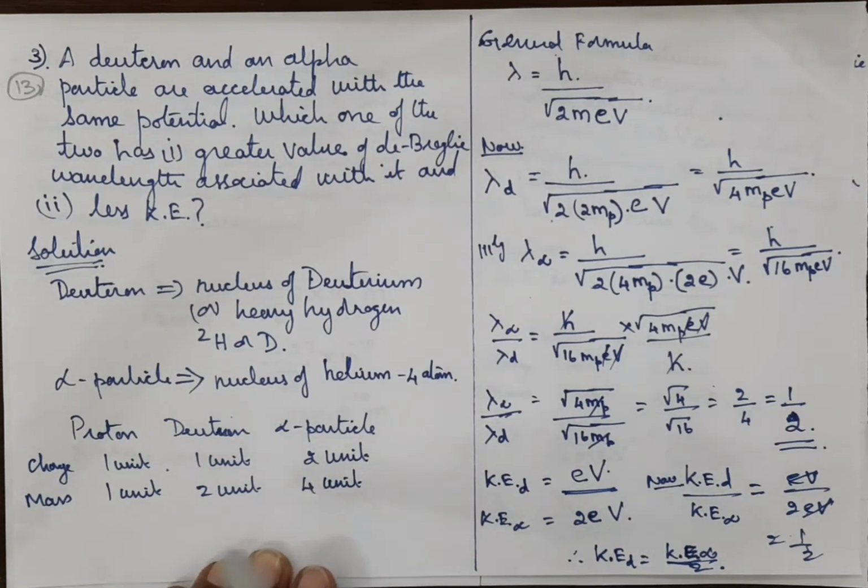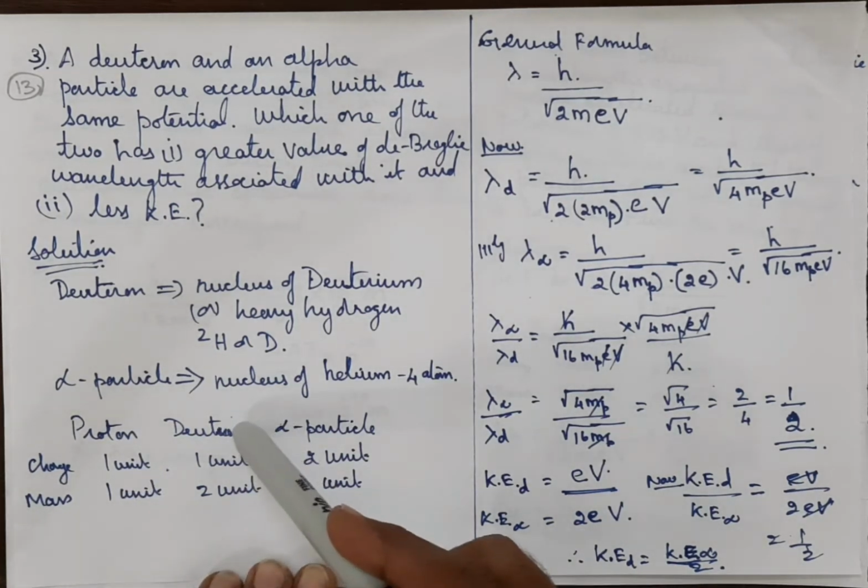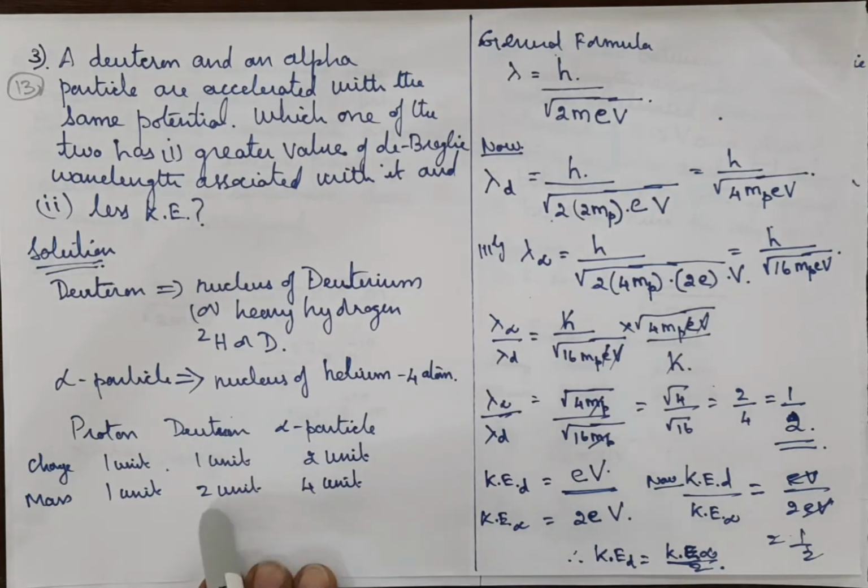Similarly, if we consider the mass of the proton as the reference, which is 1 unit, then the mass of the deuterium is 2 units. It's twice the mass of the proton. So deuterium is 2 units and the alpha particle is 4 units. This is the important table which we have to remember while solving this problem. If we remember this table, then it is easy for us.